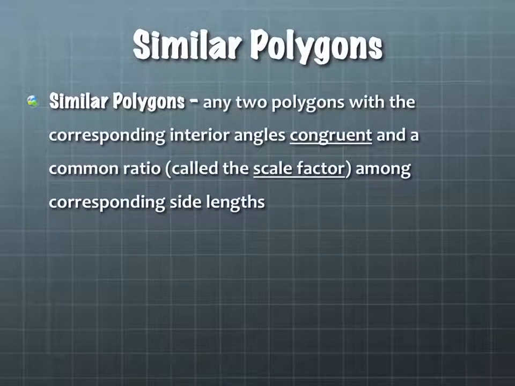We talked about it for triangles, but it's true for all polygons. Similar polygons are any two polygons with corresponding interior angles congruent, and again, the common ratio, called the scale factor, among corresponding side lengths.